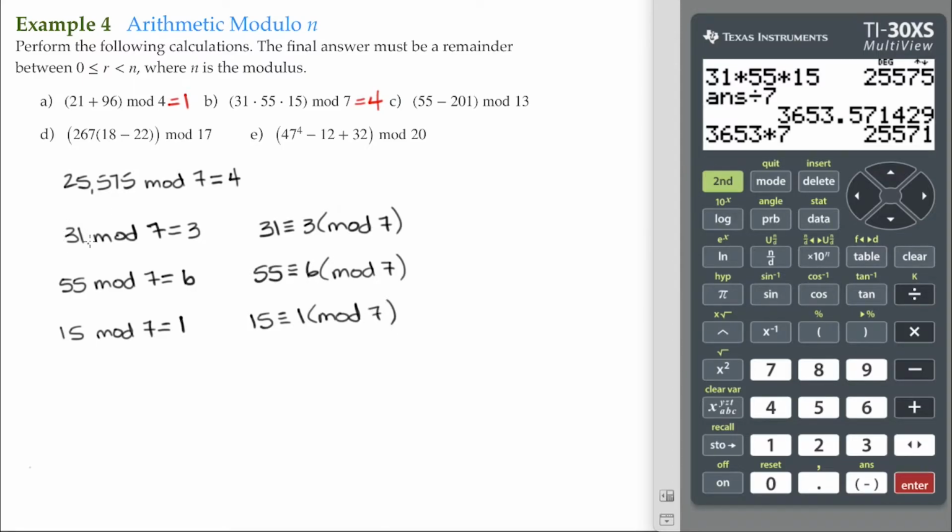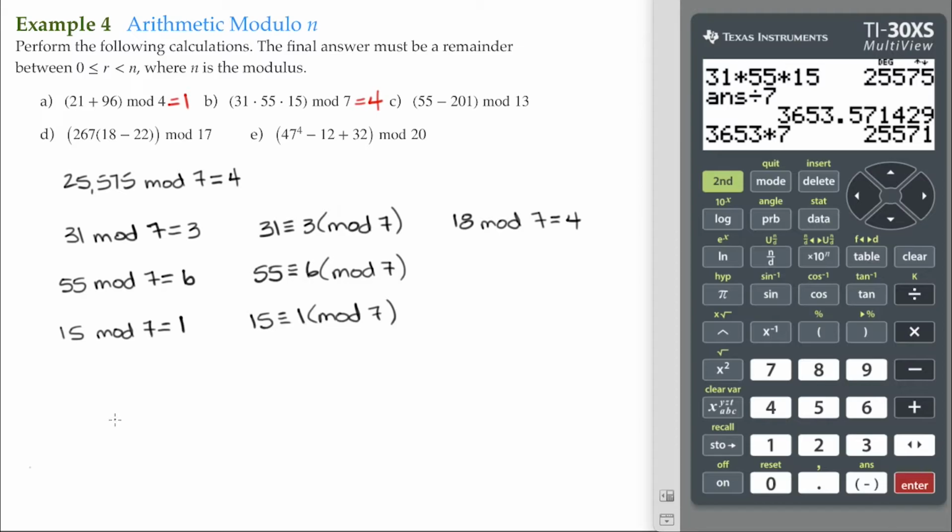So 31 times 55 times 15 mod 7 is 4. So then the remainders of the parts should also come out to be 4. So then 3 times 6 times 1 mod 7 should also be 4. 3 times 6 is 18, times 1 is still 18, and 18 mod 7. 7 goes into 18 twice with a remainder of 4. And there we have that.